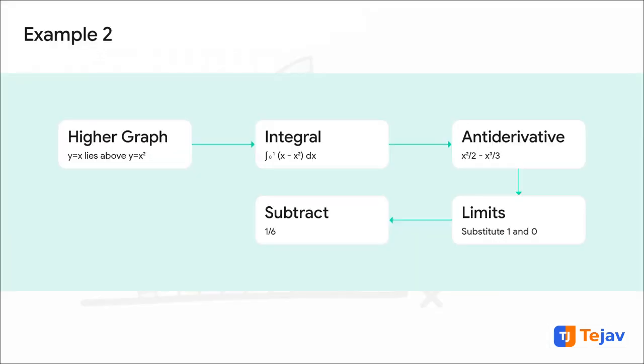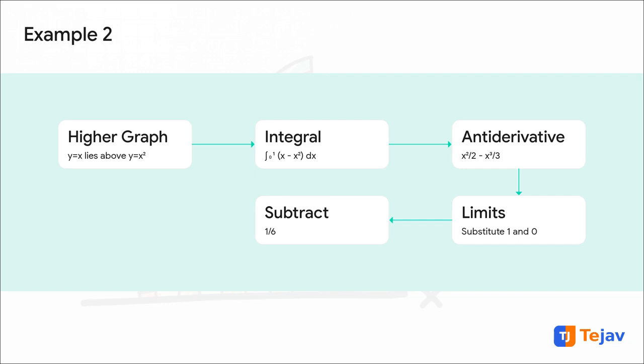Let's apply this beautifully simple rule to an example. Say we want to find the area trapped between y equals x and y equals x squared from x equals 0 to 1. Step 1. Figure out which graph is higher. Between 0 and 1, the straight line y equals x actually sits slightly above the curve y equals x squared. So, for step 2, we set up our integral as x minus x squared dx.